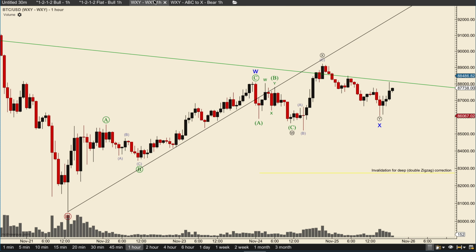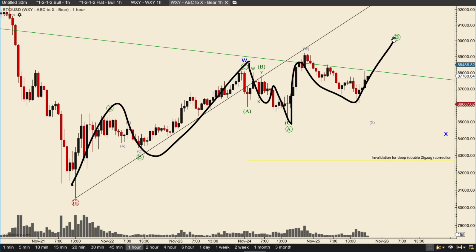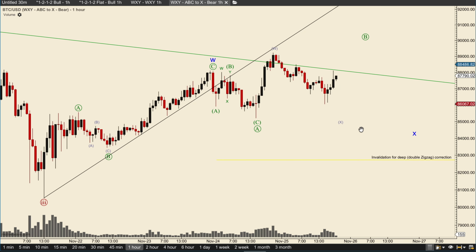So the WXY double zigzag doesn't really have any invalidations because in a corrective structure like this, things can evolve into different shapes and forms basically all the time, because we are on a low time frame as well. It's difficult to say. Because if you have a zigzag like this, you could get an A, B, and then a deeper wave C into an X and invalidate this double zigzag.